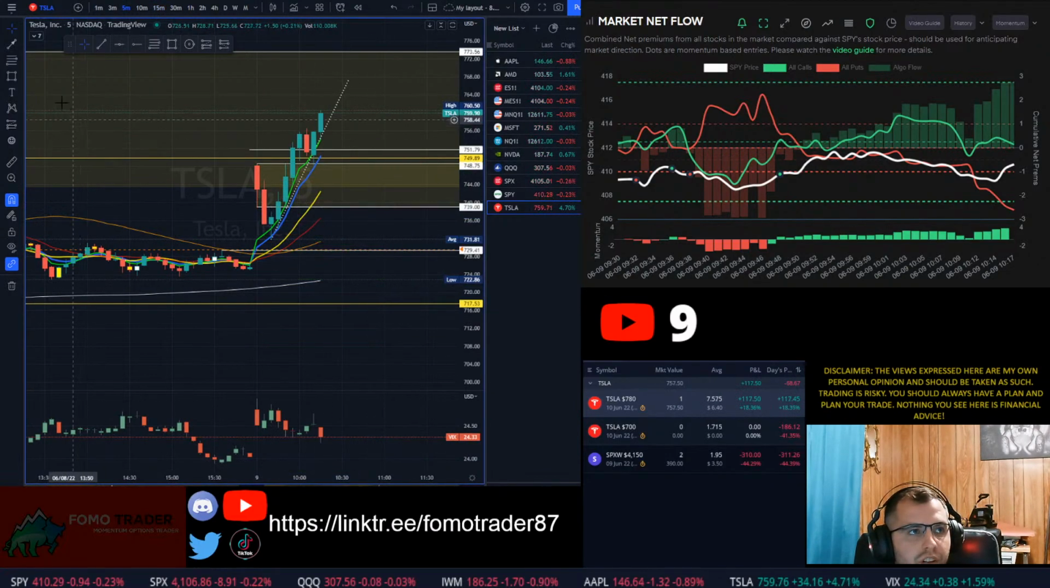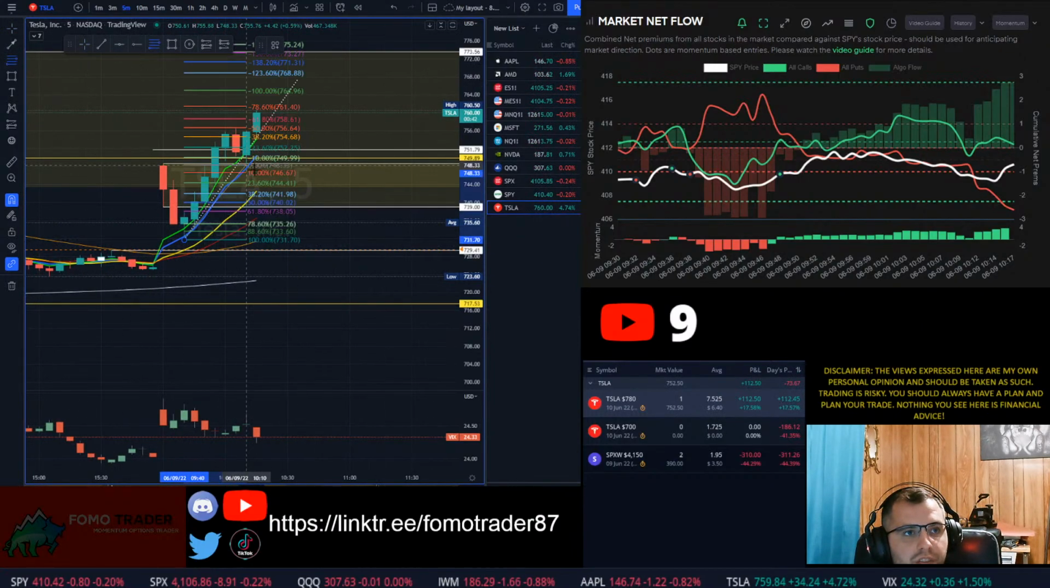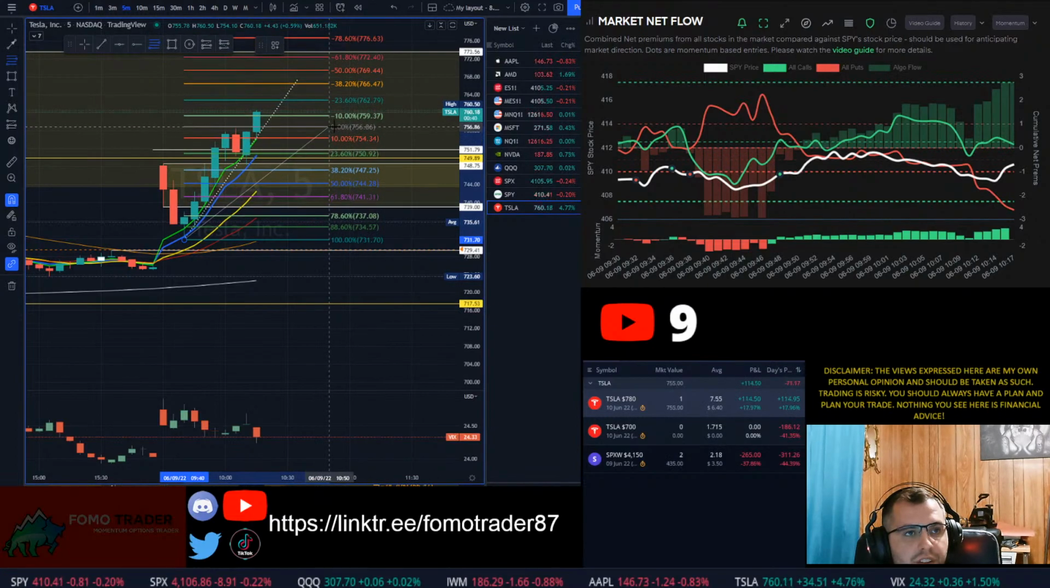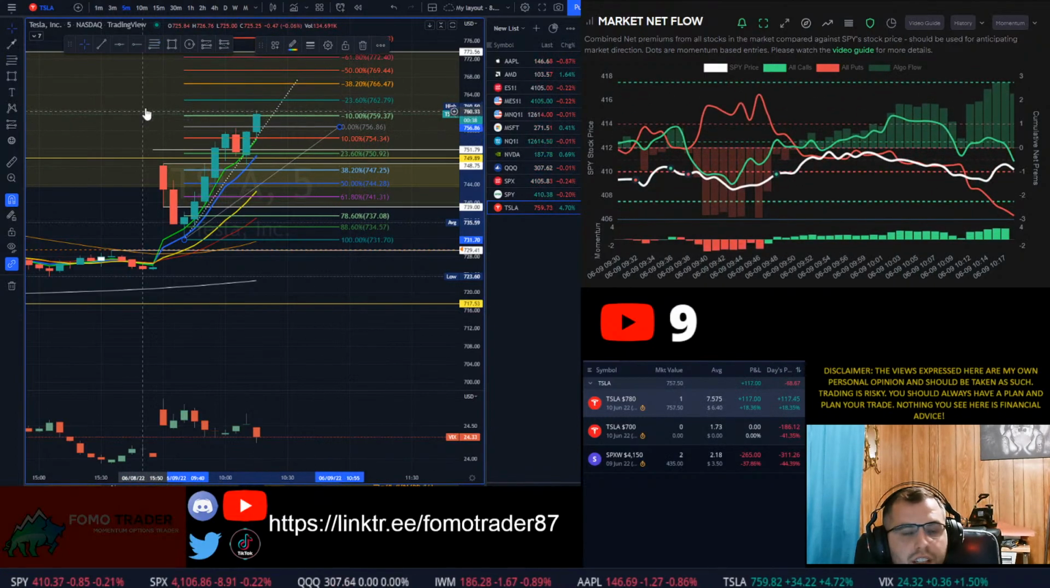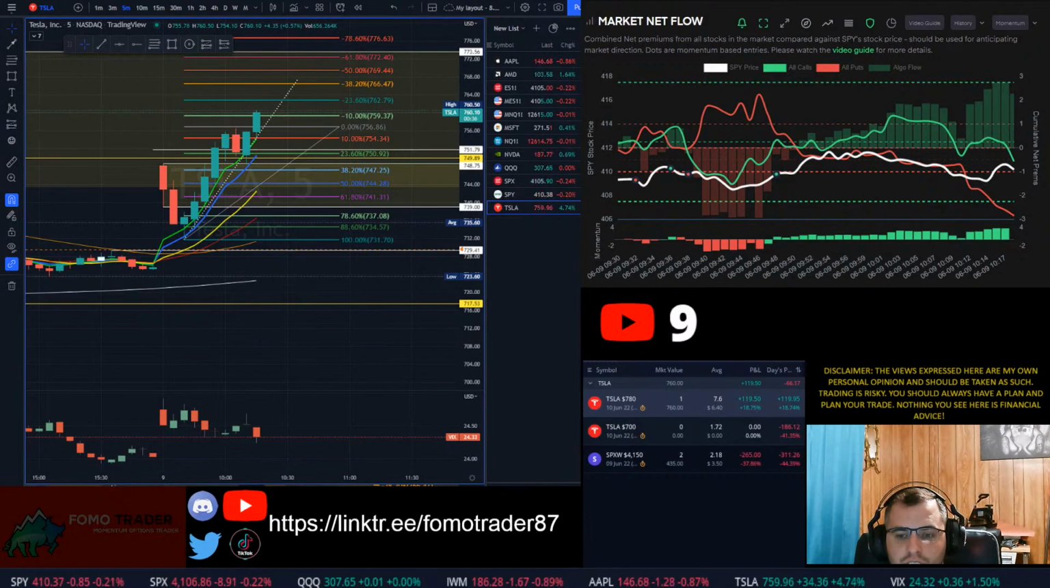So we're going to redraw our fib here on Tesla. I'm going to draw it from the low of the day to the previous high. Excuse my language, but there's some fuckery going on right now. MMs just moving everything to their liking, like they always do.